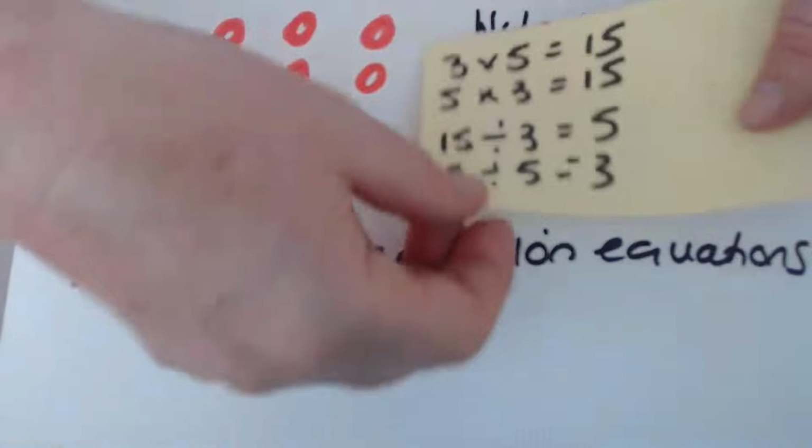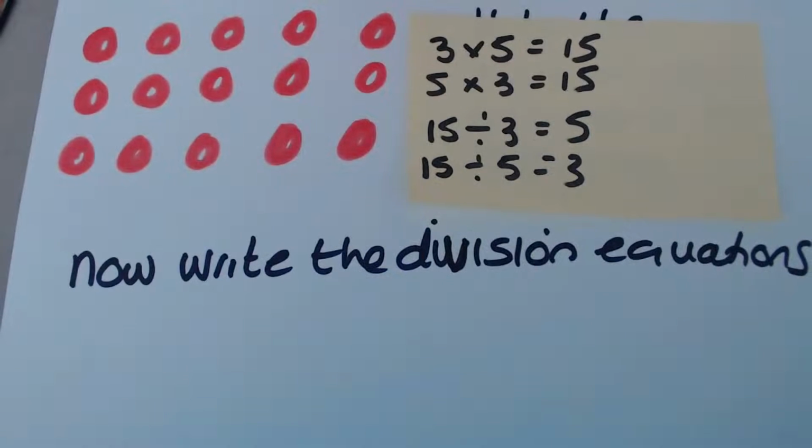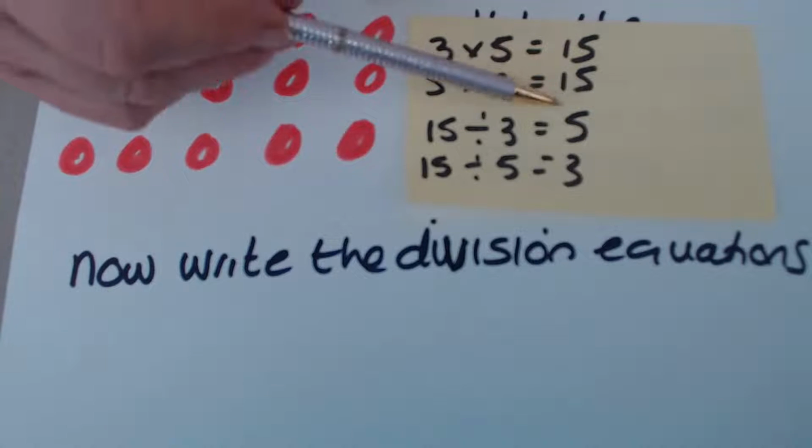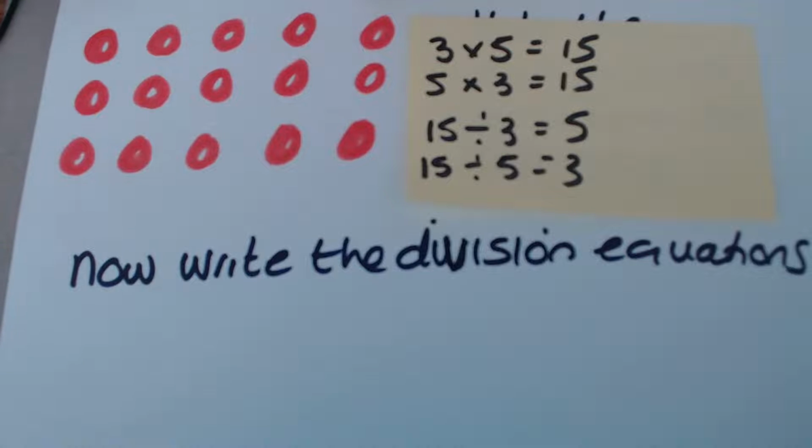So these are the 4 equations that you can write from this array. So let's have a little look. We have got 3 rows of 5. 3 times 5. We have got 5 columns of 3. 5 times 3. There are 15 in total. That 15 can be shared into 3. That's the rows, which gives 5 in each row. That 15 can be shared into 5 equal groups with 3 in each group.